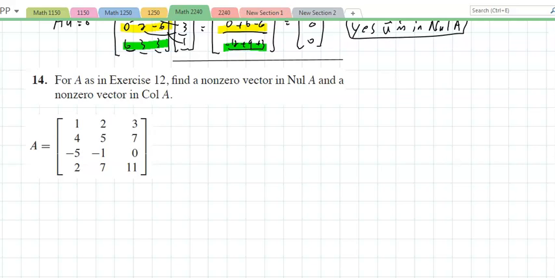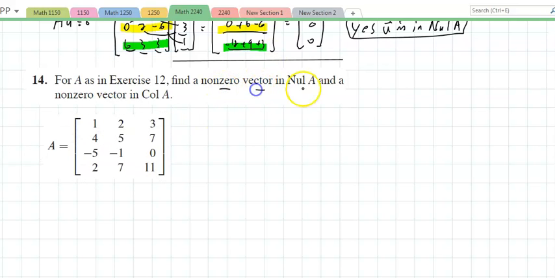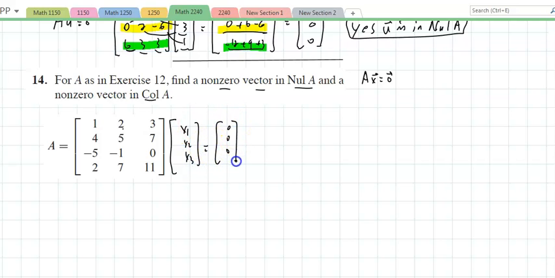Okay, 14 says, for A as in exercise 12, I already copied. This is from exercise 12. Find a non-zero vector in the null of A. Okay, what does that mean? Null means AX equals 0. They only gave us A. So that means we want to take this A, multiply it by x1, x2, x3, and get 0, 0, 0. And we know where this is going, right?